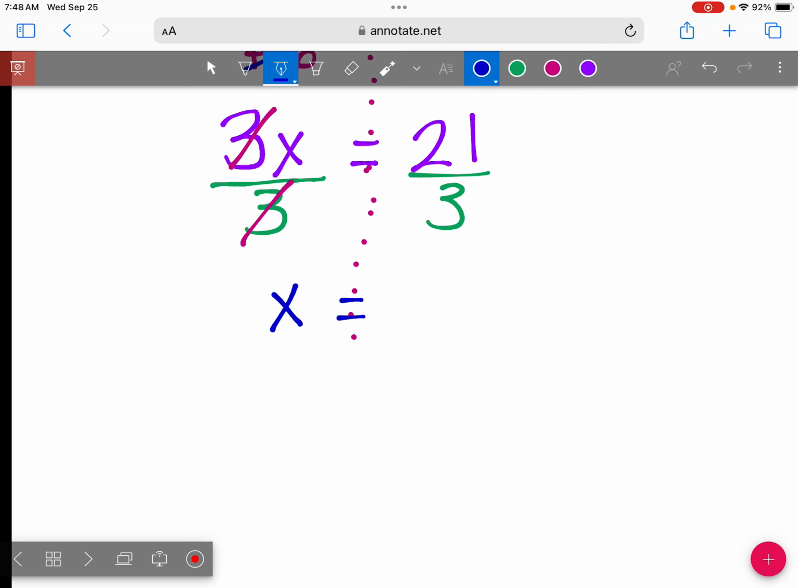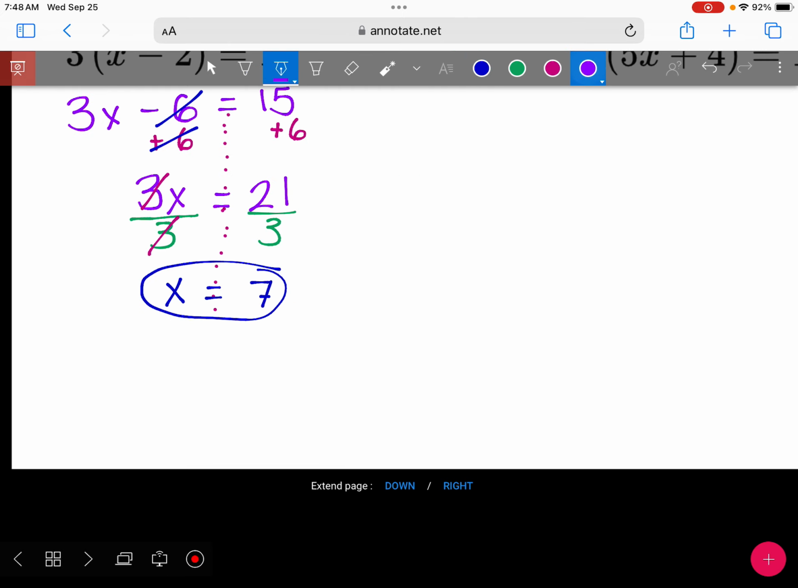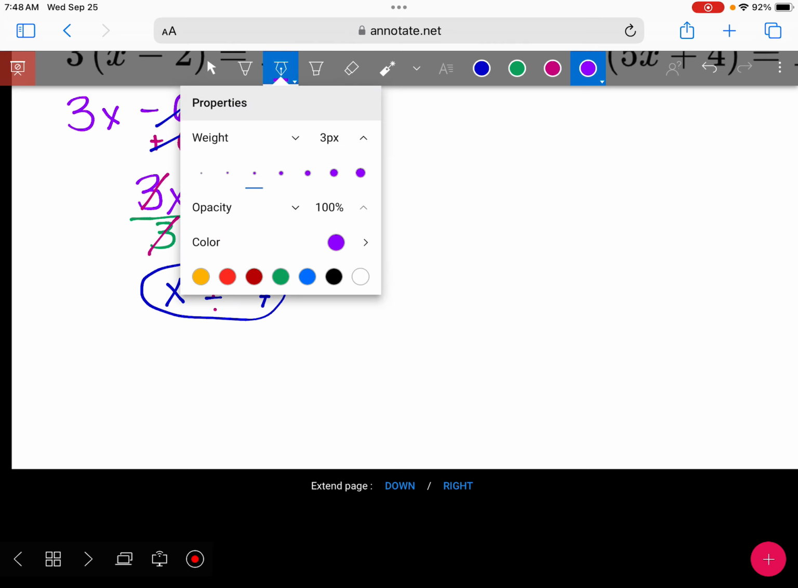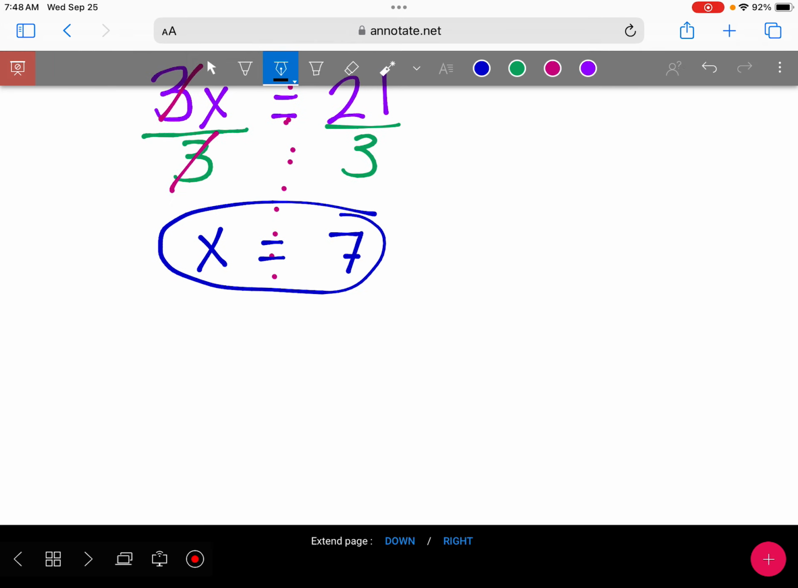What is 21 divided by 3? 7. So this is the solution we found, but we still need to check it. So I'm going to take my original equation, my 3 times this quantity of x, which is 7, minus 2, and we want to know if that equals 15.